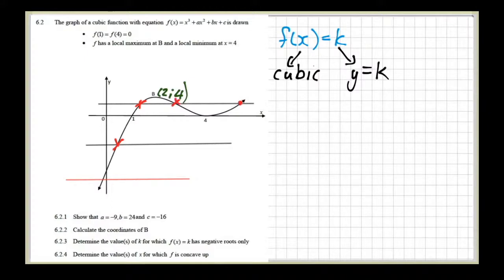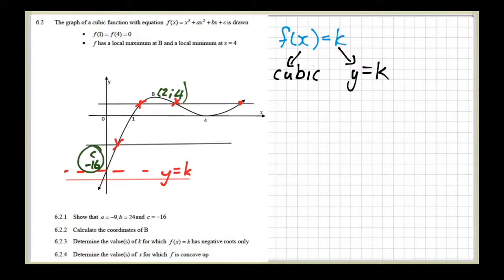Remember, if they're talking about roots, they're talking about solutions. They're talking about how the x values, the x solutions look for the equation. So for which values of k, remember y equal to k is this straight line, will it have negative roots? Well, that's everywhere underneath the y-intercept. Now, if I go back to my equation, the y-intercept is at negative 16. If you don't know where I get that, don't worry. It comes from the c value, the constant.